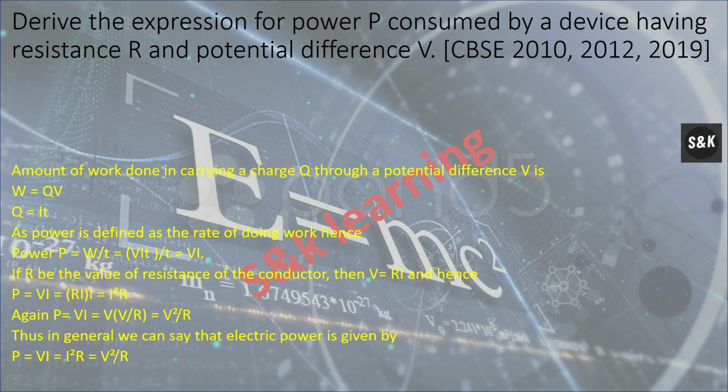Derive the expression for power P consumed by a device having resistance R and potential difference V. Amount of work done in carrying a charge Q through a potential difference V is W equals QV, where Q equals It, where I is current and t is time. As power is defined as the rate of doing work, hence power P equals W by t equals VIt upon t, that is VI.